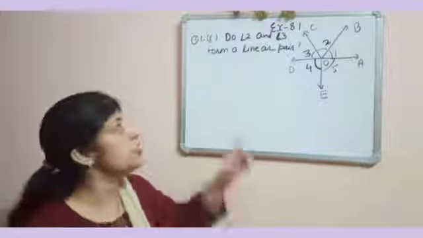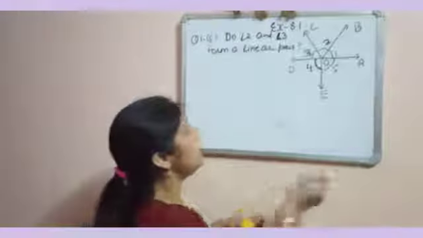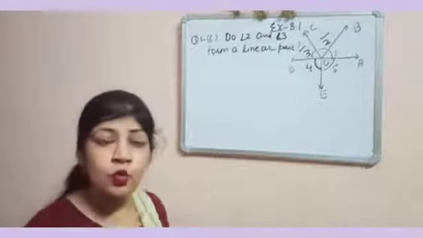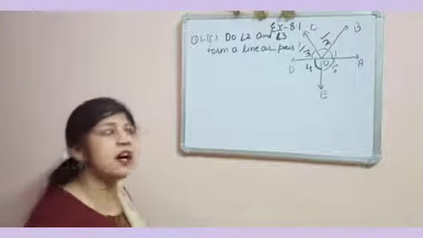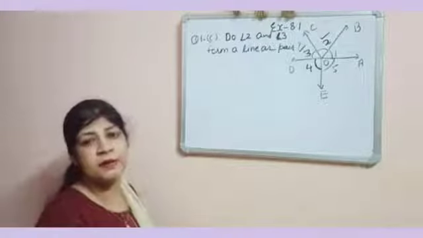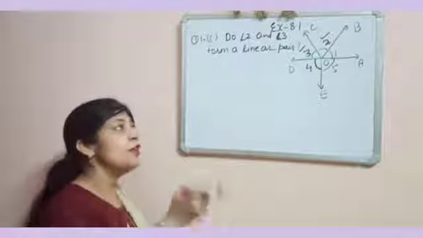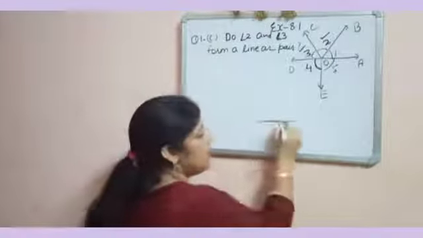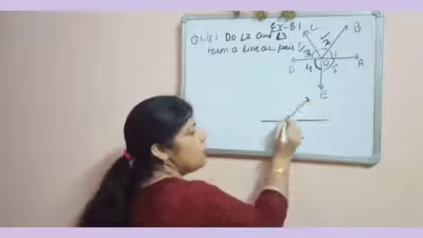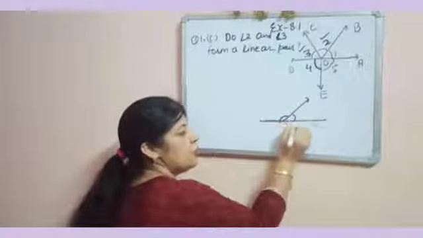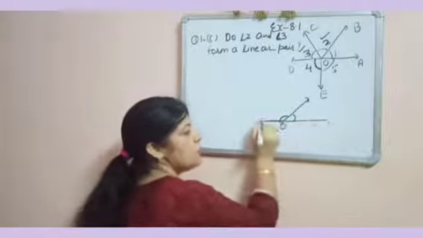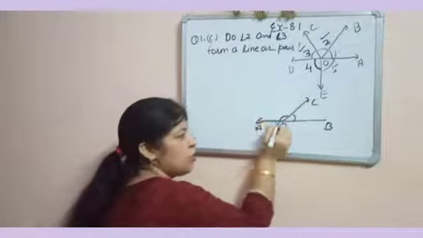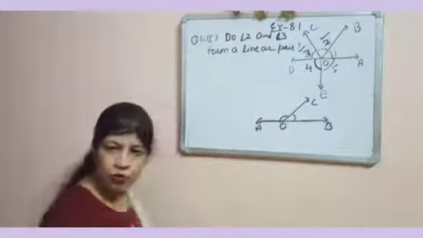Now our next part is, do angle 2 and 3 form a linear pair? What are linear pairs? Two adjacent angles are said to form a linear pair when their sum is 180 degrees. Means when the non-common arms... these are the non-common arms. This point is O, A, B, C. So you can see OA and OB are the non-common arms.